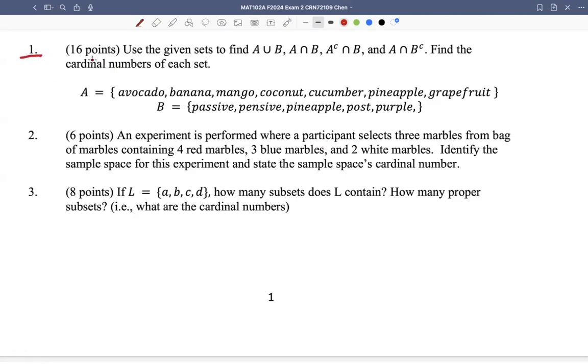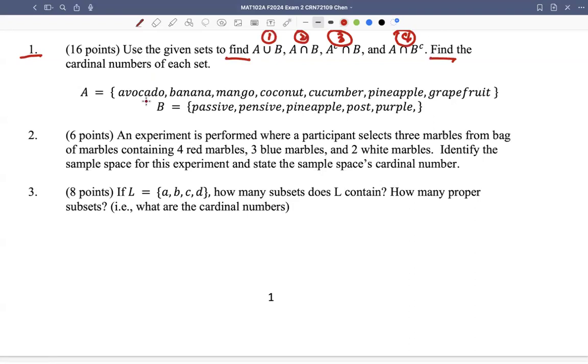It's worth 16 points. So we have 2 parts. So first we find for the union, intersection, then A complement intersect B. So 3, 4. Then find A intersect with B complement. So this is the first part. The second part was: find the cardinal number of each set. And so many of you forgot to do the second part, given the cardinal number of each set.